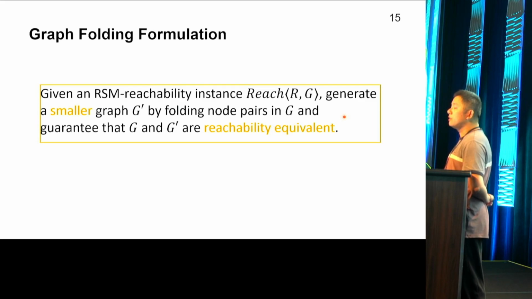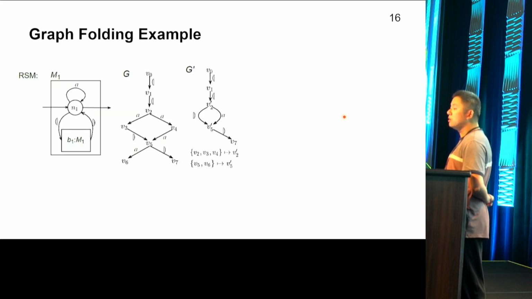Formally speaking, given an RSM reachability problem instance, we want to generate a smaller graph G prime by folding node pairs in G and guarantee that G and G prime are reachability equivalent. As an example, here we have the RSM and the G that we saw from the previous slide, and G prime is the output generated by graph folding. In this example, we can merge 3 nodes V2, V4, and V3 into a representative V2 prime. And we can also merge nodes V5 and V6 into another representative node V5 prime.